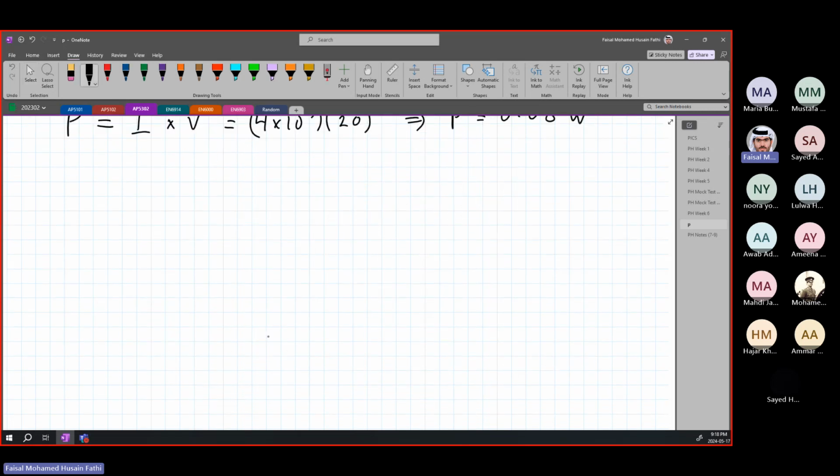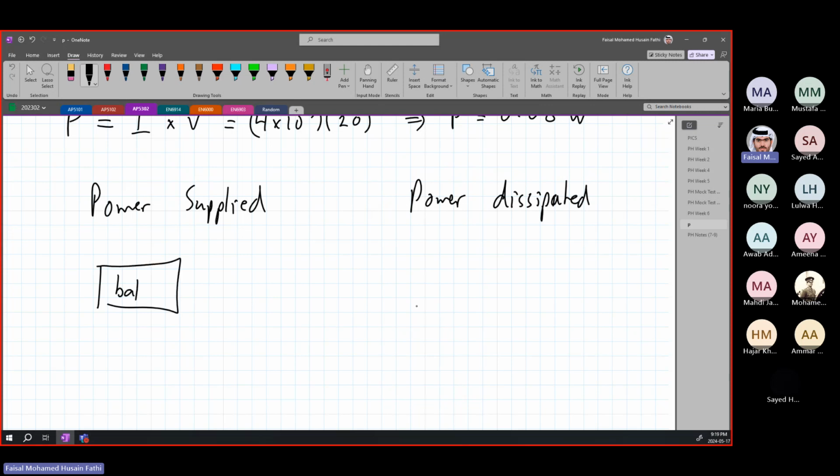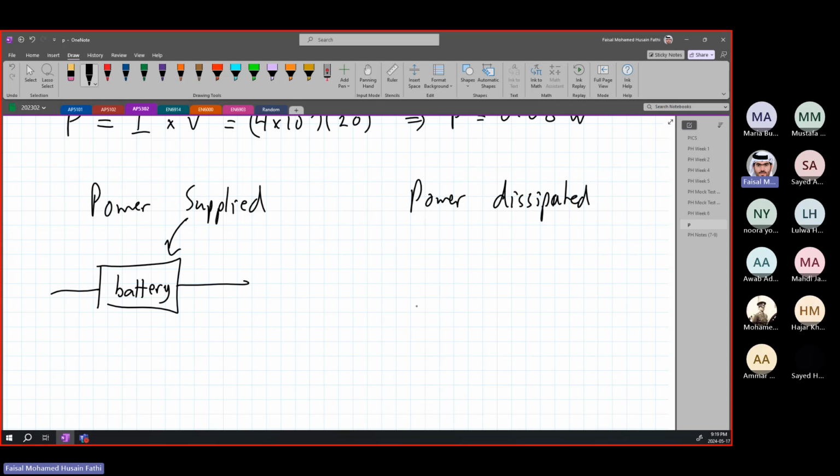So one quick thing. We have power supplied and power dissipated. This is just a little bit of theory, right? It's good to know and understand, because later on you're going to be applying this a lot in your next years of studies. So power supplied is basically when you have a supply, a battery, for example. Let's say we have a battery here. This battery is providing power if it's connected to something. This is basically called the power supplied.